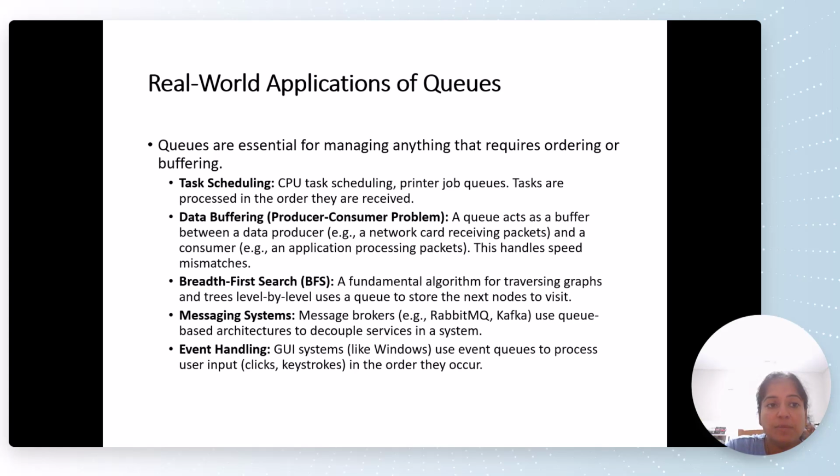Real-world applications of queues. We use queues in a number of applications, like task scheduling, data buffering, which is the producer-consumer problem, and breadth first search. As I told you, in a stack we use it in DFS, and a queue we use in BFS, breadth first search, which are graph traversal algorithms. Messaging systems: nowadays we use RabbitMQ, Kafka, these queue-based architectures in DevOps. So that is the messaging system; there we use the queues. Event handling in GUI processes. So the applications of queues are a lot.